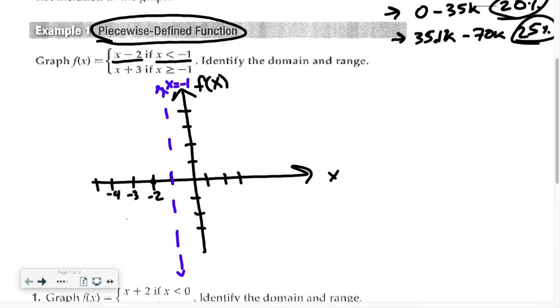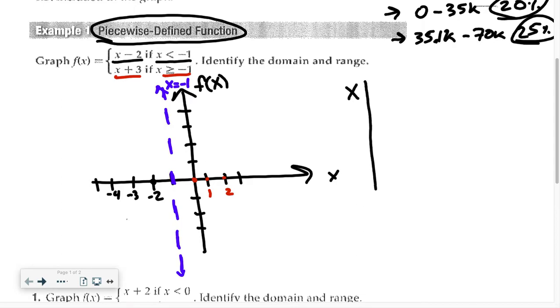The other function, x plus 3, if x is greater than or equal to -1, rather. So numbers like 0, 1, 2, those x values are going to be defined by x plus 3, that part of the function. So what do you do? We got this idea, we got this boundary here. Clearly at -1, something is going on.